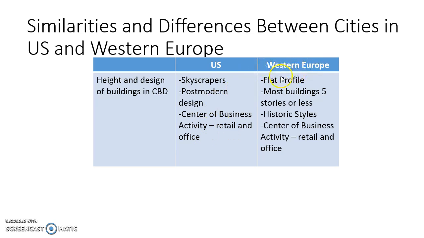In Western Europe, the cities tend to have a much more flat profile. Most of the buildings are 5 stories or less. They tend to have this historic style. They're typically 5 stories or less because they want to preserve that historic skyline. In many of the cities, there are laws in place that prevent them from building higher than the most important historic site. And as in the United States, it is the center of the business activity, both retail and office. So business activity, not personal services. We're talking about business activity.